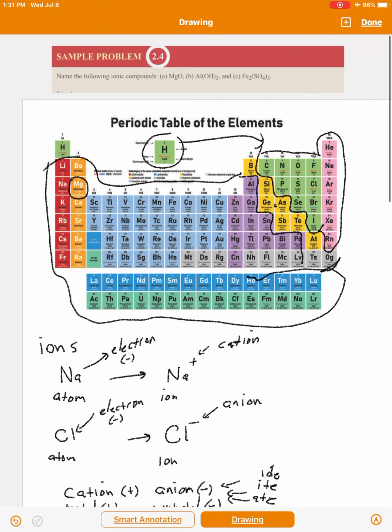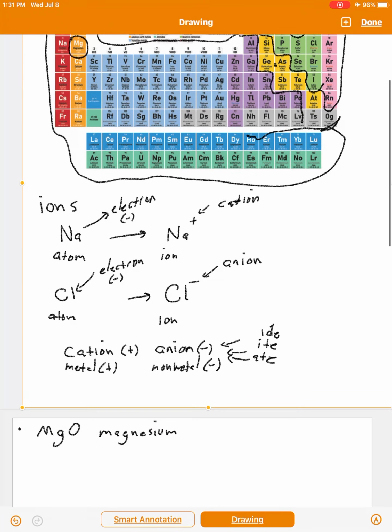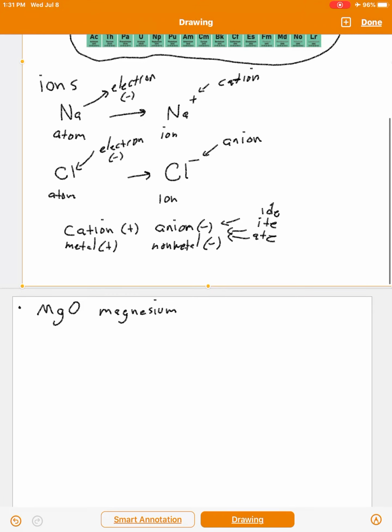But for the nonmetal, which in this case is oxygen, right? And oxygen is all the way over here, that's the nonmetal. We're going to change the ending to -ide. So instead of calling it oxygen, we'll call it oxide. Magnesium oxide. Okay? So the name of this ionic compound would be magnesium oxide.